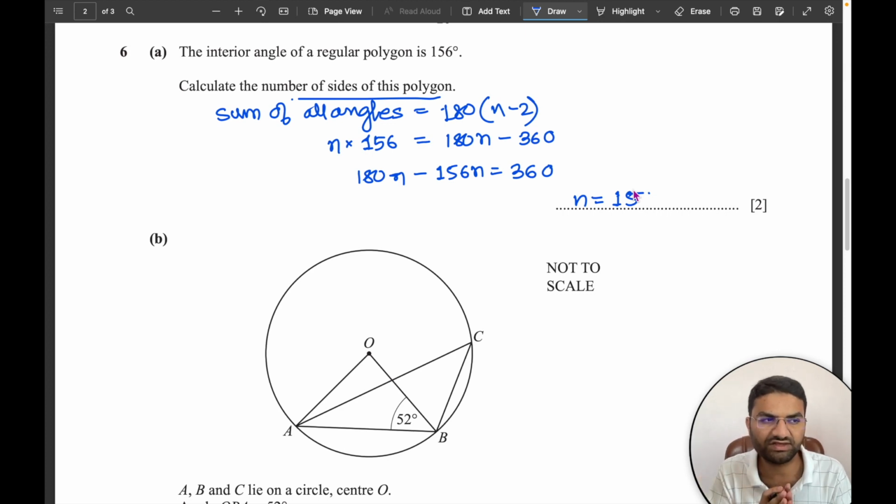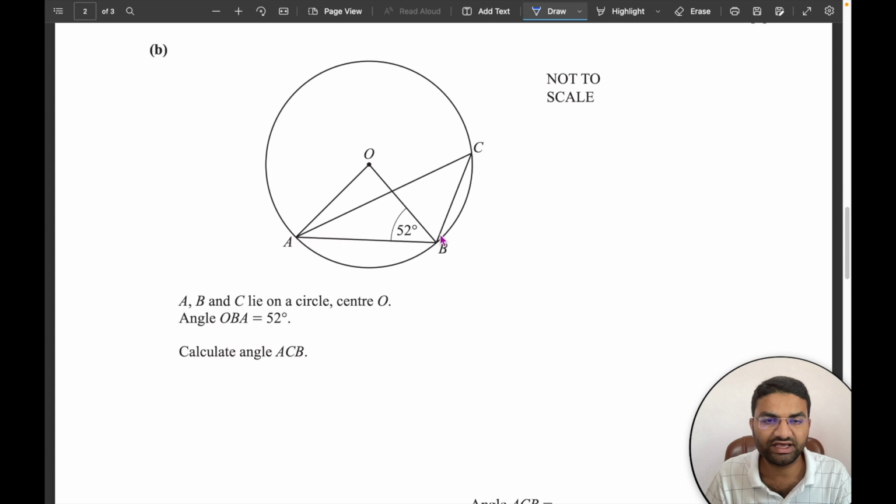This is how we can calculate the number of sides. In some other questions, suppose they have asked for the sum of all the interior angles of a polygon. You can use this formula, 180 times (n minus 2). And next, we have a circle theorem question.